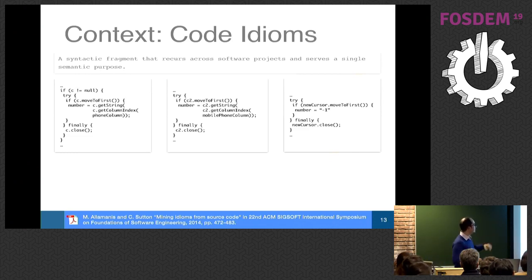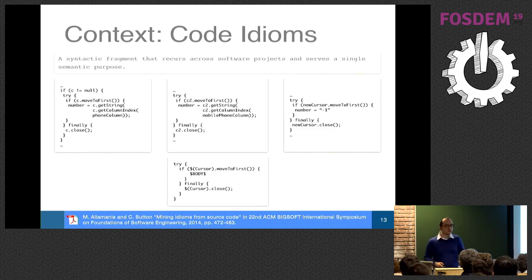In this case, we have three different pieces of code. You see that in all these pieces of code, you have a try, then you have a condition, and in this condition you are invoking the method move to first. Then you have a body, where we are doing something. And then finally, you have the finally for the exception, and then you close this object. As you can see, in the end, these three pieces of code are doing the same thing, and you can generalize them with this idiom. Maybe when you have to modernize and move from one version of your system to another, you can use this kind of information.